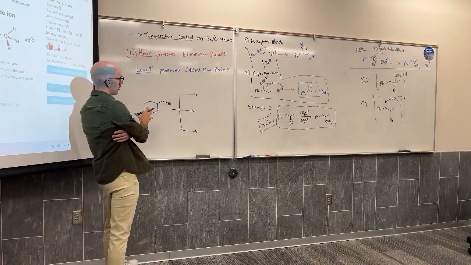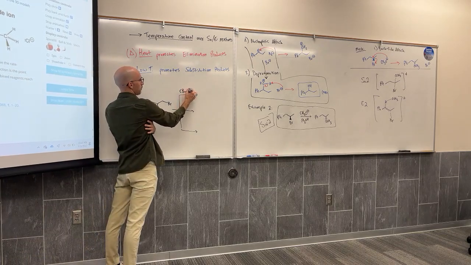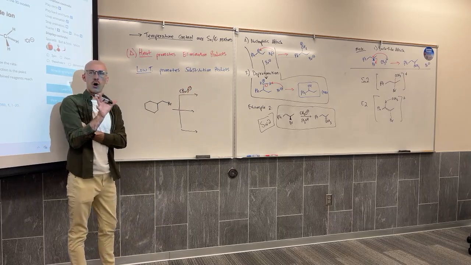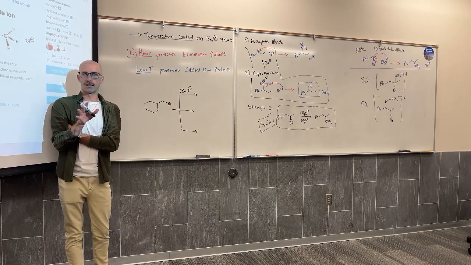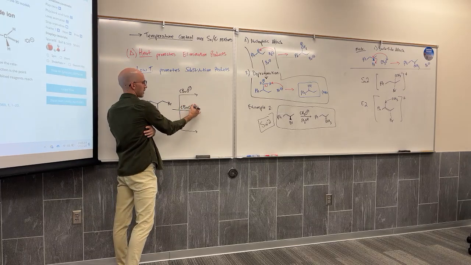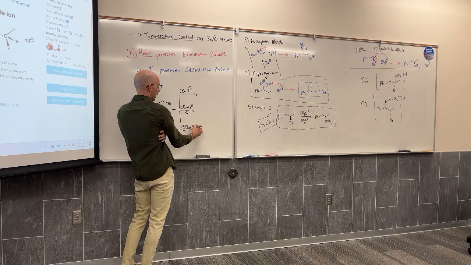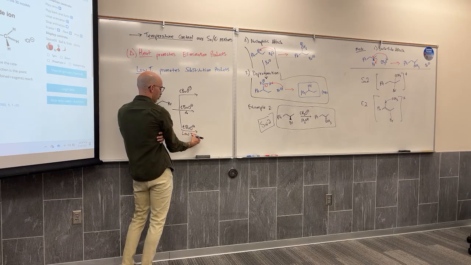First, let's look at when bromomethylcyclohexane reacts with tert-butoxide. No temperature indicated. Then let's see what happens when it reacts with tert-butoxide and heat, or tert-butoxide and low temperature.